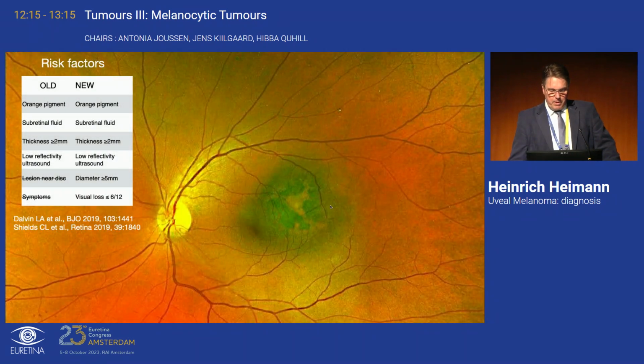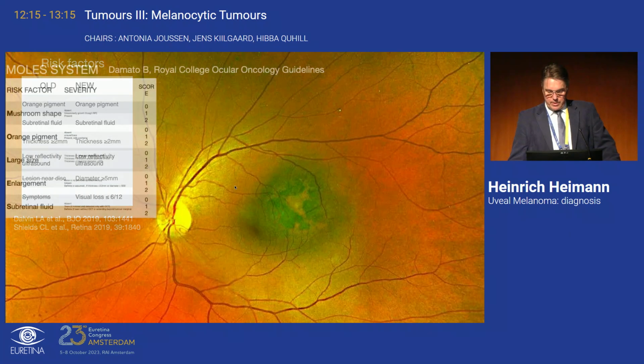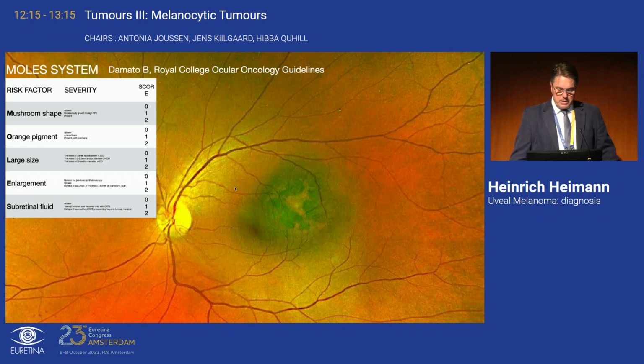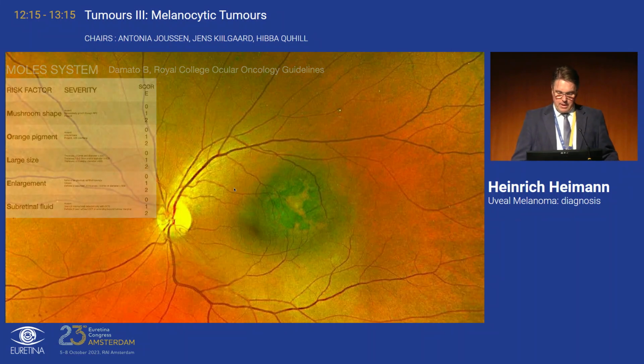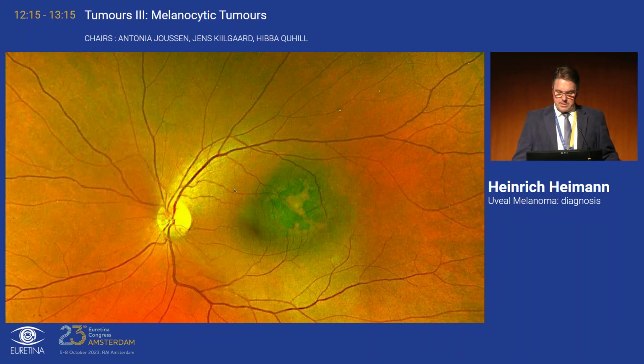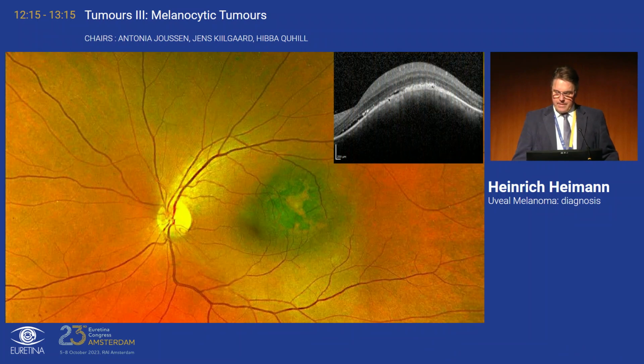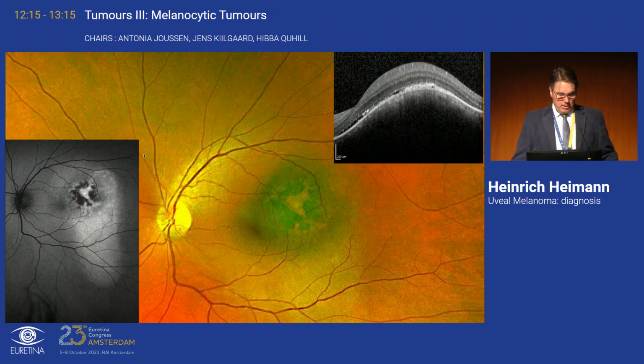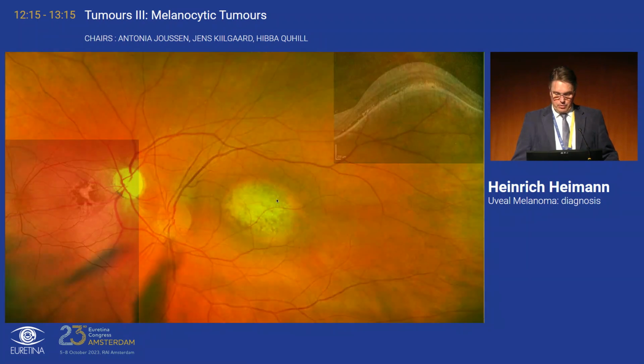Now, we heard already from Hibber in small melanomas, what does a small melanoma look like in contrast to a nevus? You've got these two classifications that you can use in daily life, and the two really risky risk factors are orange pigment and subretinal fluid. Subretinal fluid you check with the OCT, orange pigment, again, this cow fleck shape. This is with the autofluorescence, and you can see the exudation in the past of that tumor.